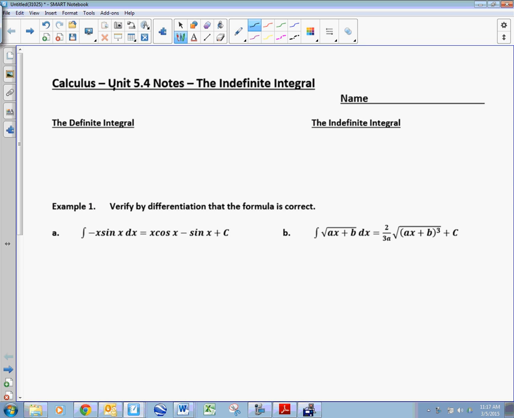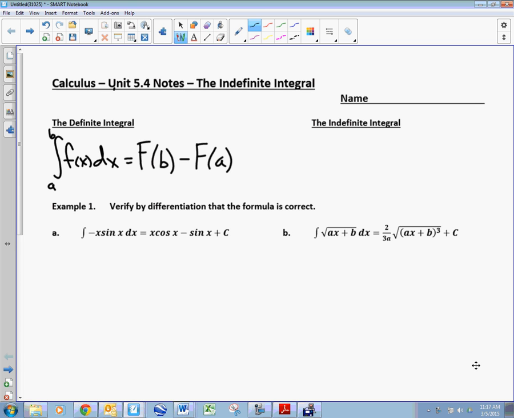The definite integral. Today we learn about the indefinite integral. The definite integral can be written as follows. You've learned that. Using the fundamental theorem of calculus, part 2, when we saw bounds, meaning definite boundaries, we said that it was equal to the antiderivative evaluated at B minus the antiderivative evaluated at A.